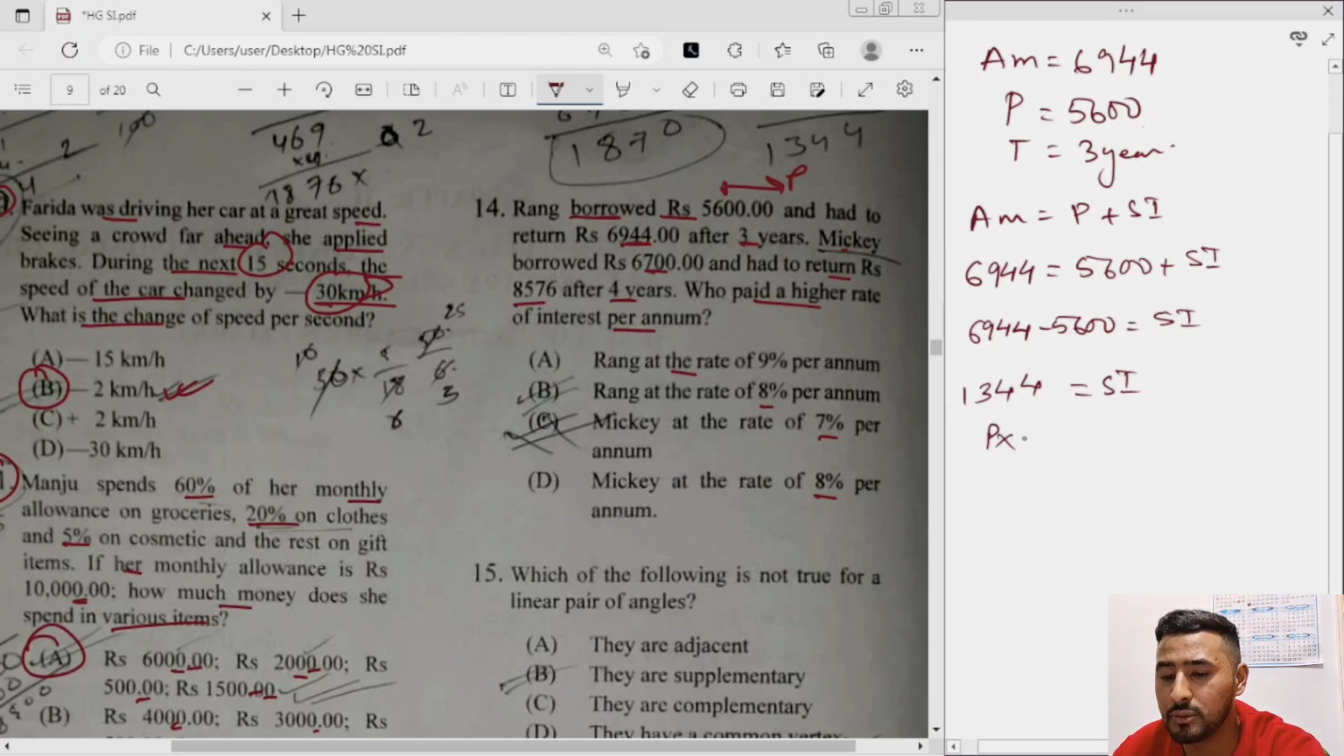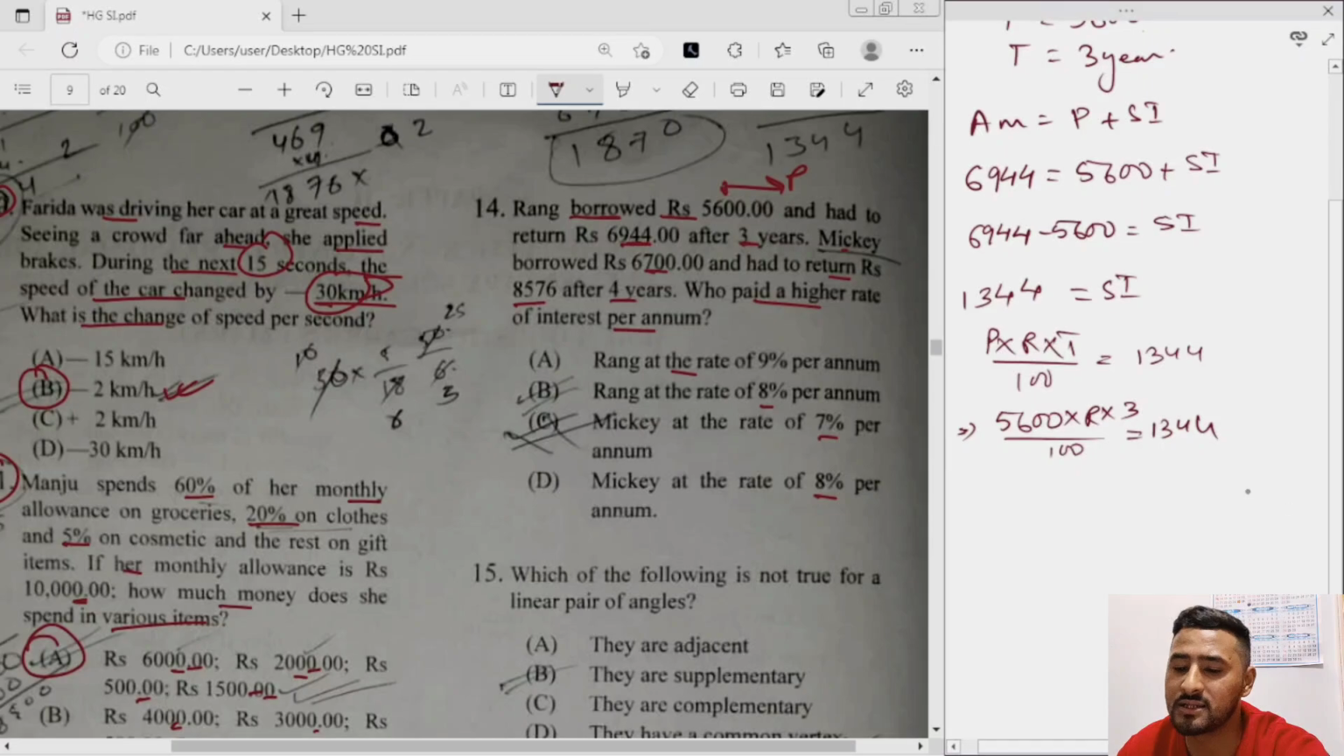So SI will be P into R into T by 100 equal to 1344. We already know the time, right? And principal also we already have. P is 5,600 into R into T is 3 by 100 equal to 1344, right? Now start with the cancellation. See, this 0 and 0 get cancelled, right? I can cancel this one also. 4, 4, 8, 9, 9 plus 3 is 12. We can cancel with 3. 3 1s are 3, 3 4s are 12, again 3 4s are 12, 3 8s are 24. We cancel with this one. 56 into 8. So we're getting 8. If you get, R will be equal to how much?